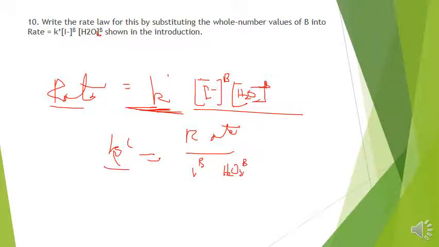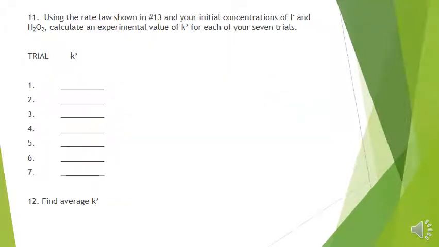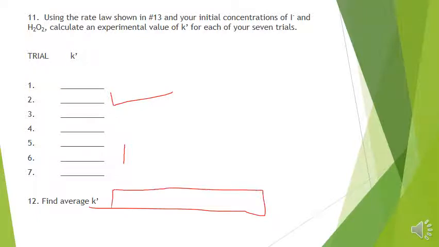So you put the rate for trial 1, and then you have the concentration of I raised to its power times the concentration of H2O2 raised to its power, and then just calculate it, and that'll be your K prime for trial 1. And then you do the rest for the other 6. Okay, so there you go. And then you just take an average. So add all these together and divide by 7. Hopefully they're fairly close together. Okay, and write that down.